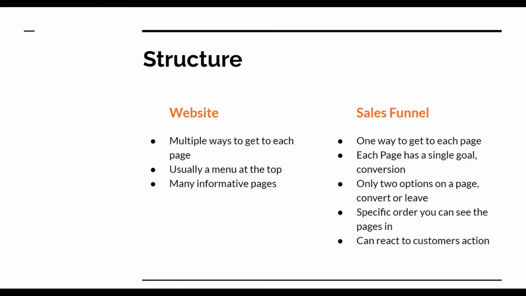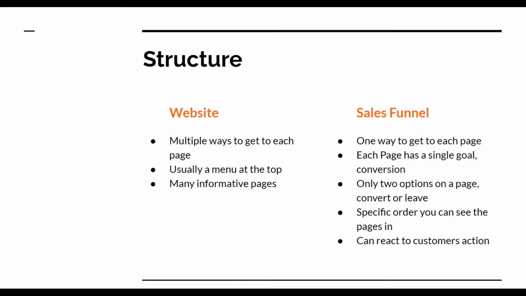Now, each page only gives you two options, whether that's buying a product, scheduling the appointment, what have you. You're going to convert, or the other option is to just leave. That's it. There's only two options on every page. You don't have a menu. You can't go look at everything else. There's no distractions. It's yes or no.